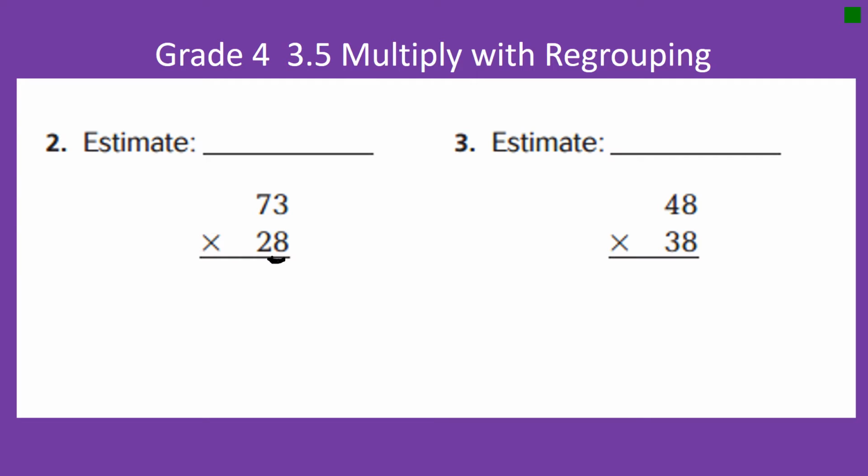We start with the ones place in the bottom number. So 8 times 3. Those are both in the ones, right? So that's just plain old 8 times 3. 8 times 3 is 24. So we're going to regroup.